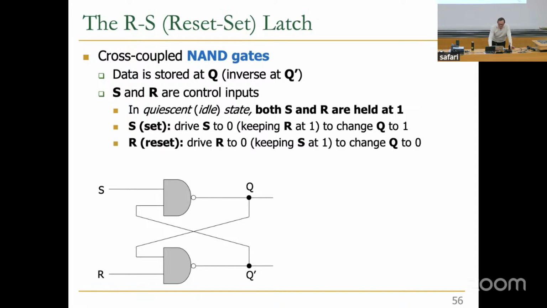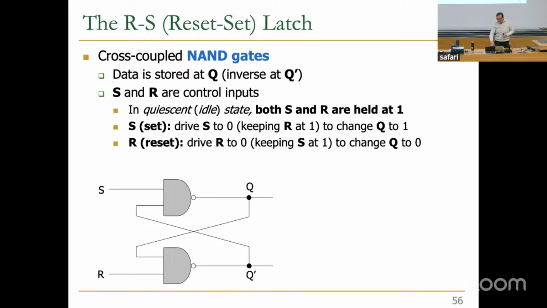If you want to reset, you do the opposite. You drive R to 0, while keeping S at 1. And again, let me go through it again. I think the same thing happens at the bottom, basically. The things flip. If R is 0, Q bar becomes 1. And this is 1. S is kept at 1, so Q becomes 0. So our invariant is satisfied. Everything is good.